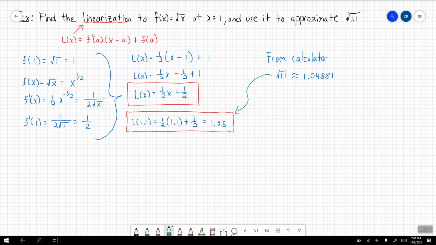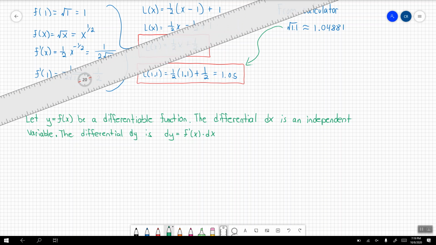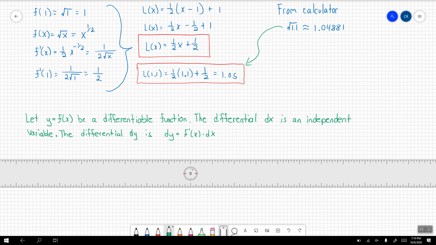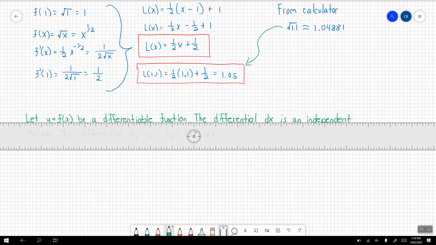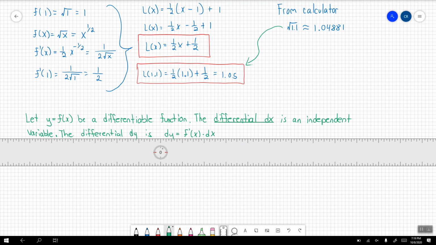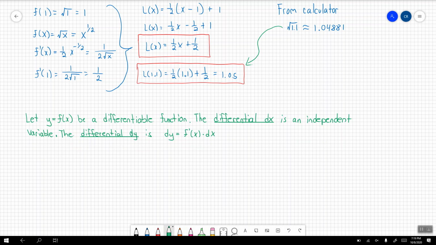Now we're going to go on to differentials. So here's your definition for a differential. We're going to say let y equal to f of x be a differentiable function. The differential dx is an independent variable. The differential dy depends on that differential dx, and therefore dy is equal to f prime of x multiplied by dx.